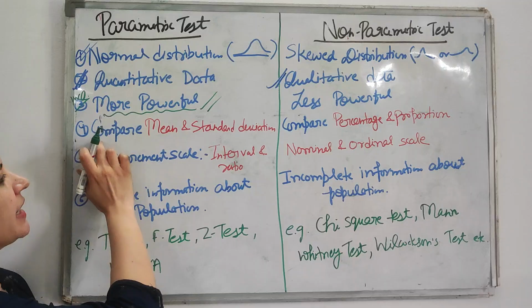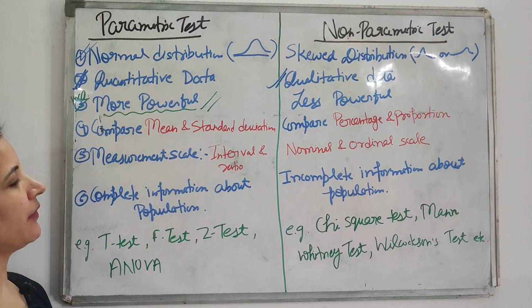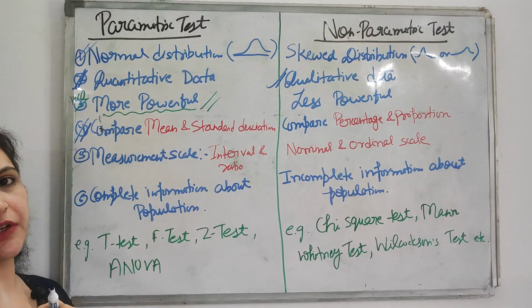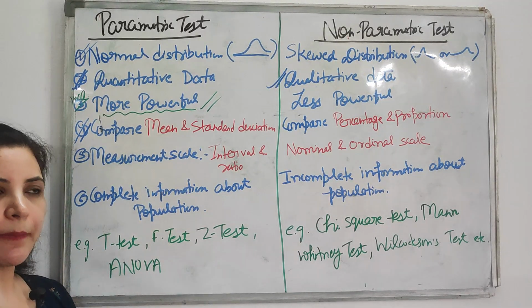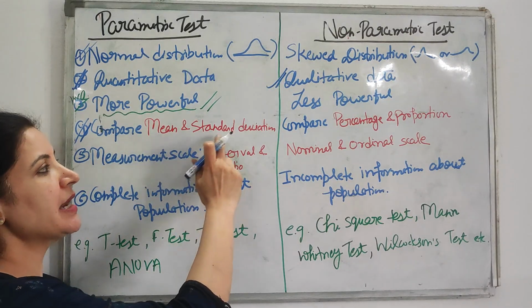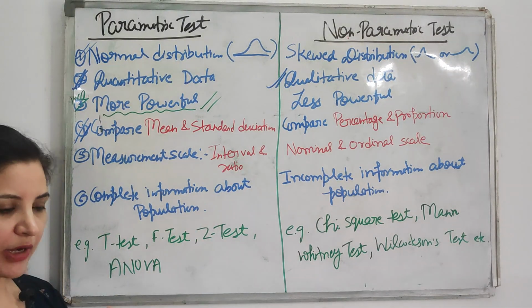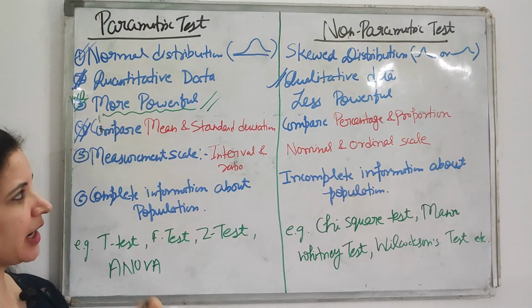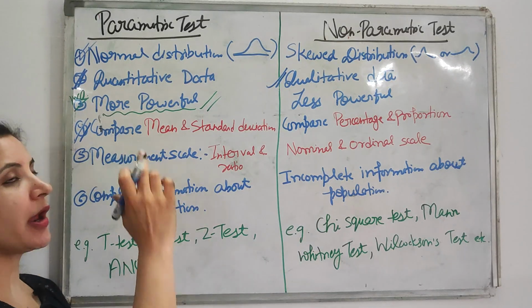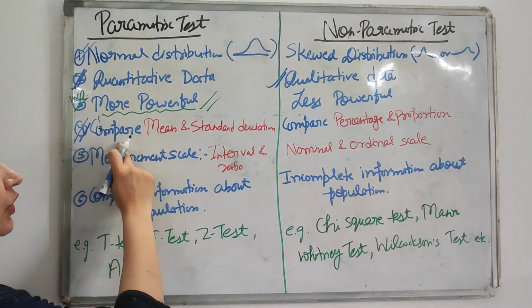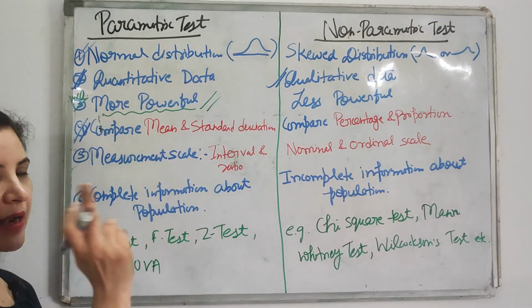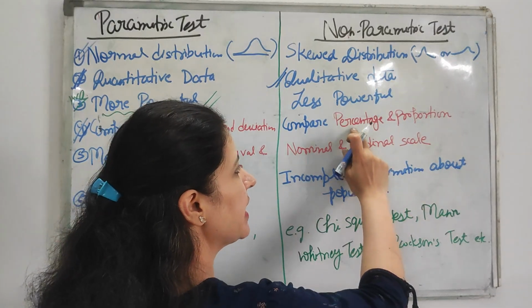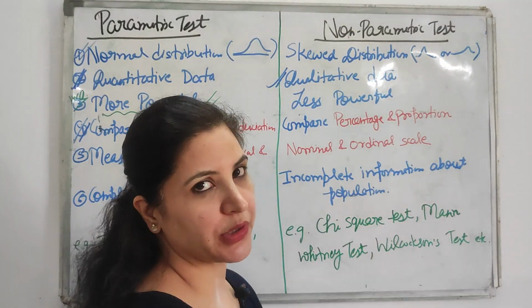Okay. Next, what we will use in parametric test. So remember, in parametric test we will compare the mean and standard deviation. We will calculate the mean and standard deviation for comparing our data. Suppose we have taken some data from our research and we want to compare that data, and you are using parametric test. Then in parametric test, what will you use? You will compare the mean and standard deviation. While in non-parametric test, what will you calculate? You will do the comparison of percentage and proportion.